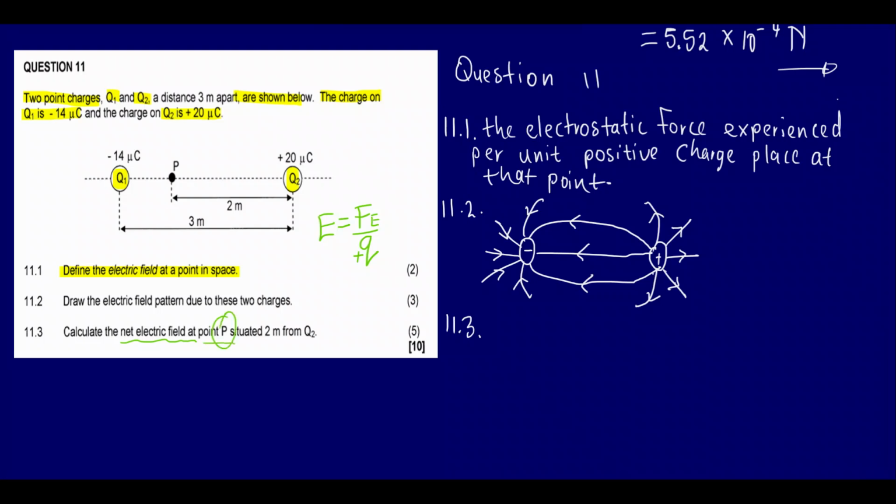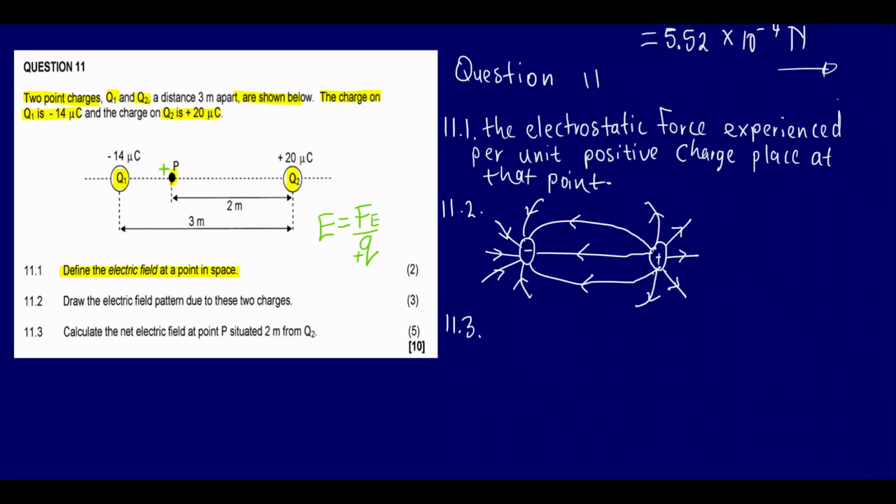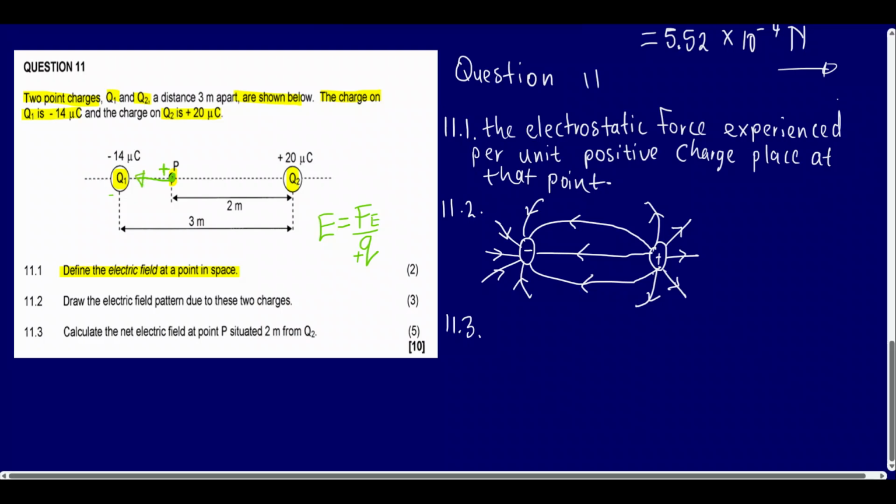Now they want us to calculate the net electric field at point P, situated 2 meters from Q2. So let's do that quickly. So we have a point here. Remember, a point is always positive, so this point acts positive. Now let's calculate the electrostatic force due to each charge here. So I am positive here. If I'm positive and I see a negative charge this side, I will be attracted to the charge.